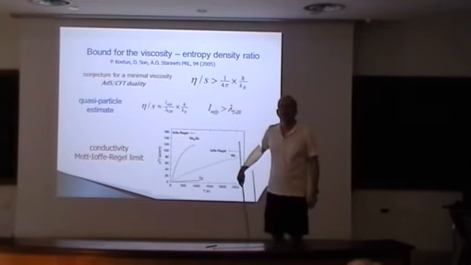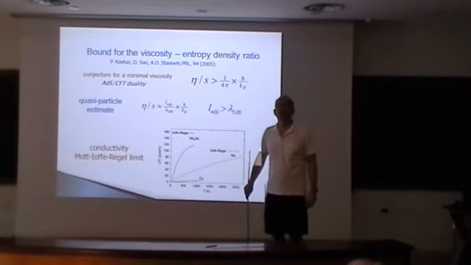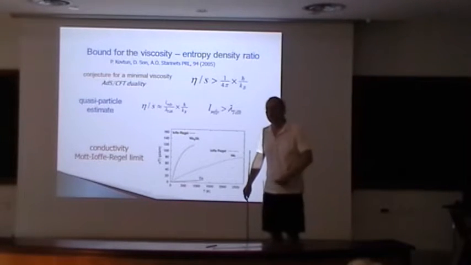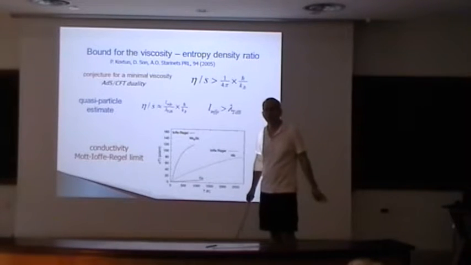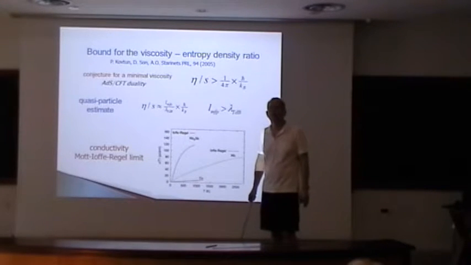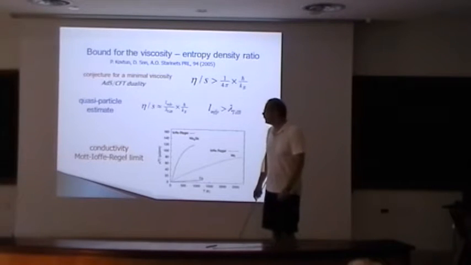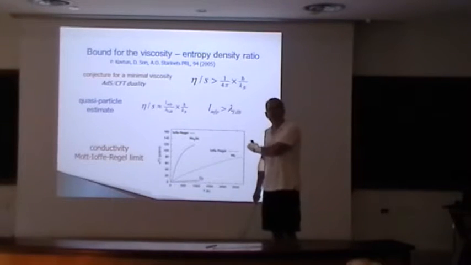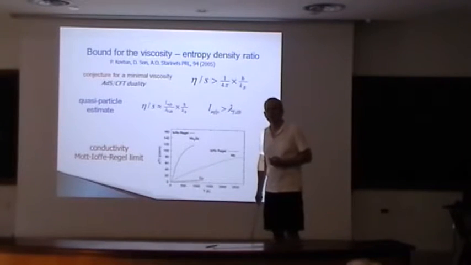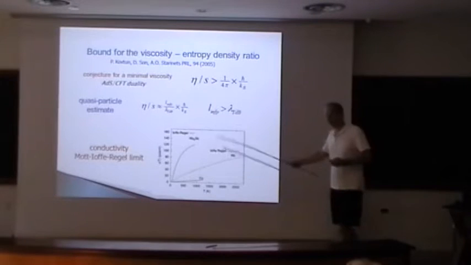Yes? But how can you use this AdS/CFT duality? Graphene is not supersymmetric. Oh, no, no. This is a result obtained for supersymmetric theories, not for graphene. Yeah, but why do you use this result here? Okay. This result was a motivation for us to look into the shear viscosity. We wanted to see what we would get for graphene. That's it.